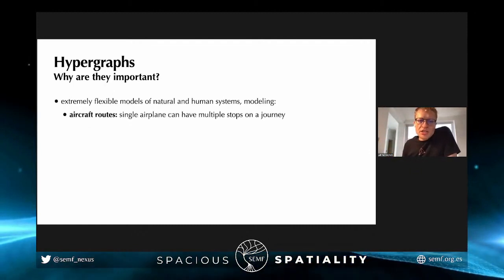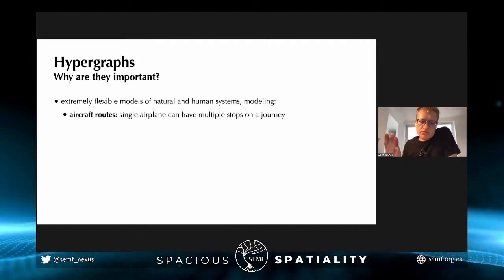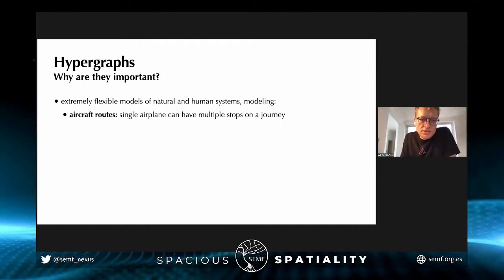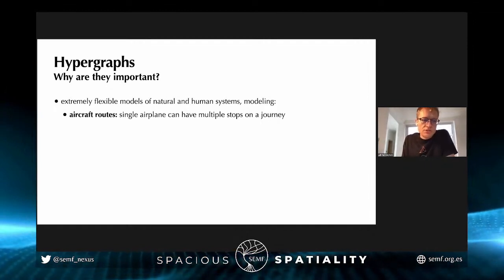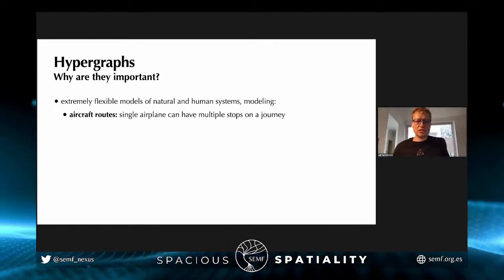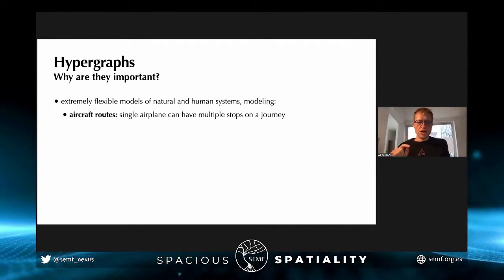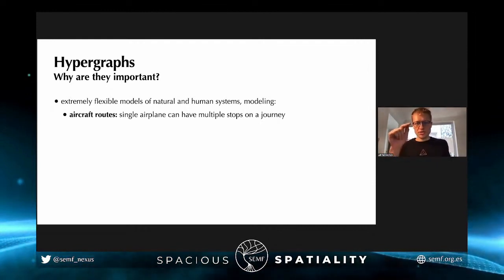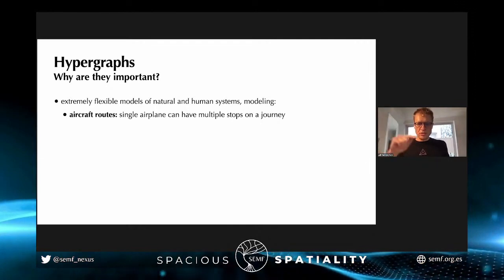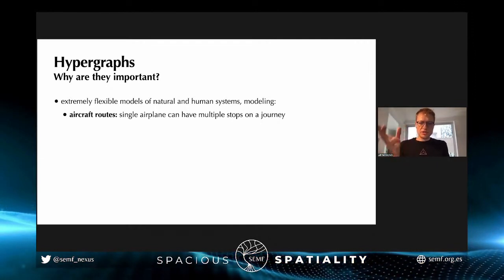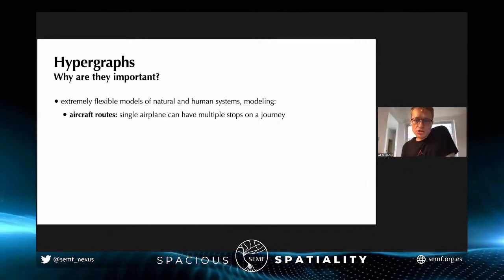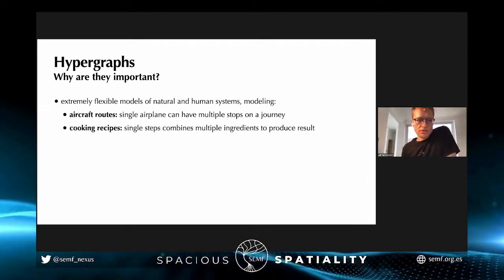So the reason they're important is that they're extremely flexible, and I can reel off a whole long catalog of examples of situations or structures or processes that are naturally captured by hypergraphs. And let's look at a few. So one is aircraft routes. A single airplane can stop at multiple cities on a journey. So you can certainly model that as a graph, but the key point is that the airplane is not going to stop after one city and give up. It has to make a route through four cities, and it might pick up passengers one place, drop them off at another, but the fundamental aspect to that journey is the full set of, say, five stops. That's a hyperedge, because it's not just two stops that captures what that route is.